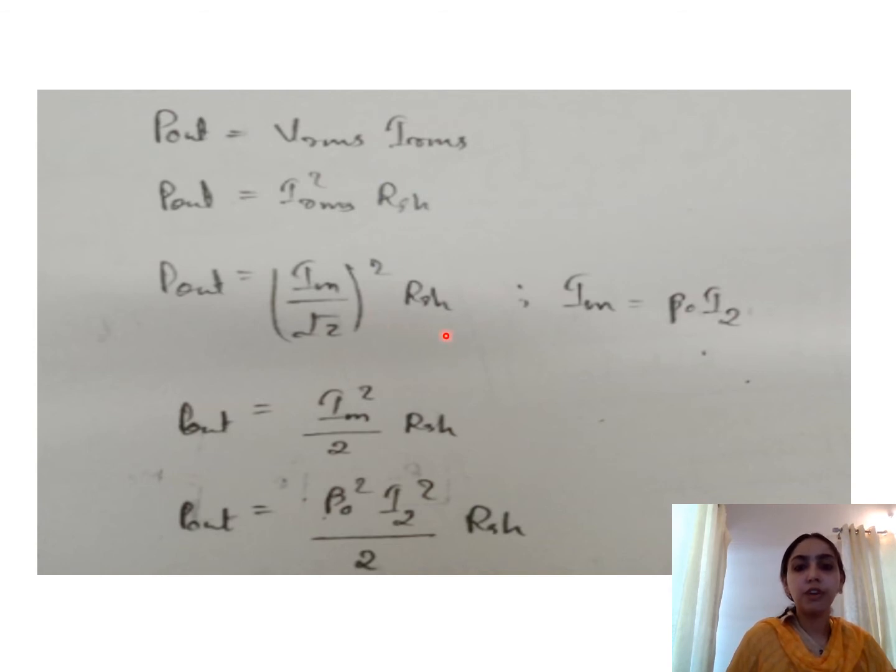We know from our analysis that Im is beta naught of I2, that is, the maximum component of current is the current induced, so beta naught of I2. So substituting this value of Im in the power output equation, we get the final expression for P out as such.